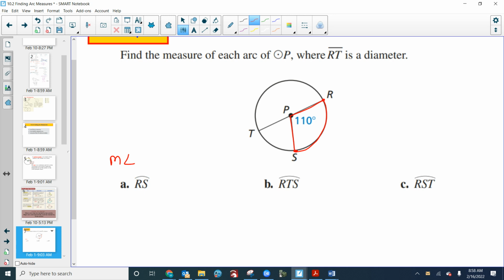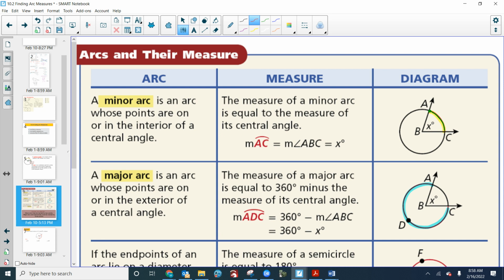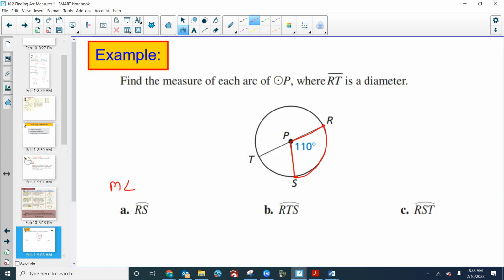And on the last slide, Tally, we said the central angle equals the arc. So on this picture, the measure of angle RPS equals the measure of arc RS. So that angle equals the arc RS. So that's just always true for a central angle. So if this angle is 110 degrees, what's this arc? 110 degrees. Is everybody good with that?